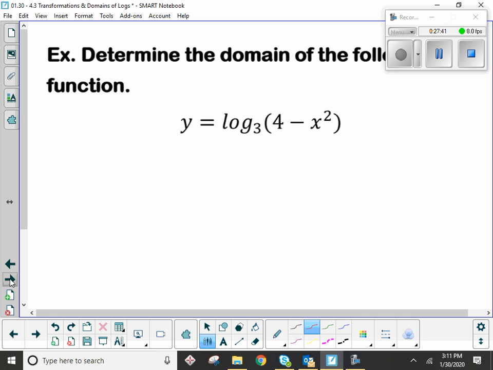Also, by the way, see how it says log base 3? Guess how much I care about that 3? Nothing. I don't care anything about that 3 right now. I'm trying to just find domain, the x values. What makes this thing positive and not 0?